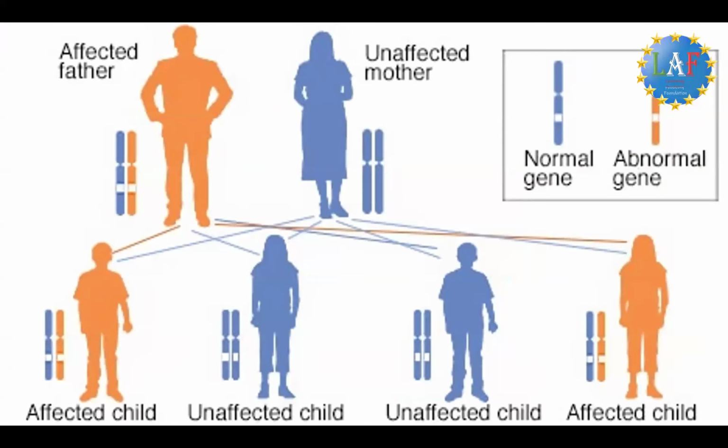Some traits carry deeper implications. We will look at 3 inherited disorders. If the father is affected while the mother is unaffected, the children affected will be 50%, while the unaffected will be 50%. The same as the boy and girl percentage.